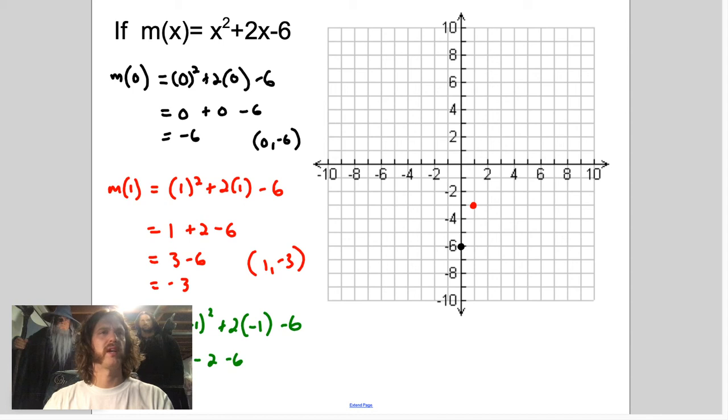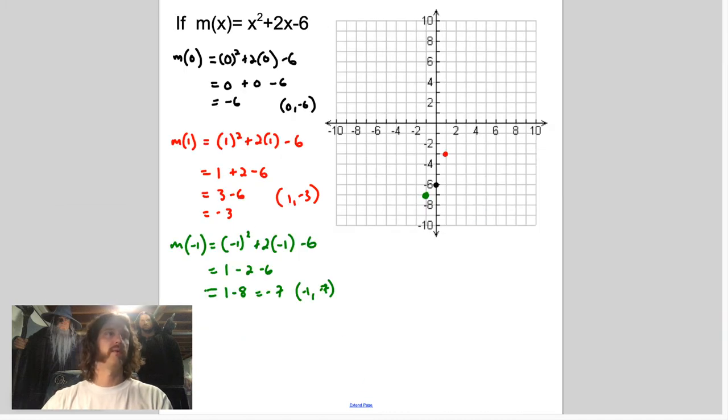Okay, wait a sec. Let's take a look at this. That's 1 minus 8, which is negative 7. So this is the point (-1, -7). Negative 1 down to negative 7. All right, I know I did my math right. This is not a straight line. It's starting to curve a little bit. All right, well, let's keep trucking then.